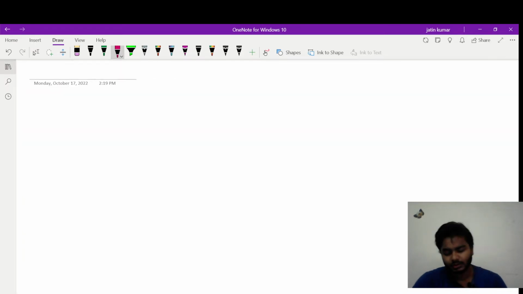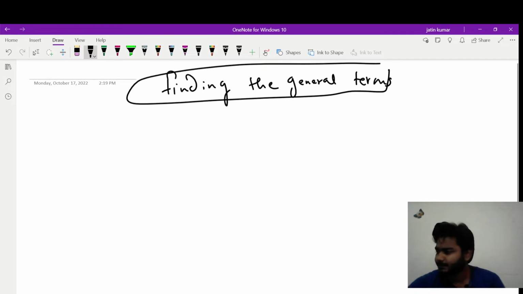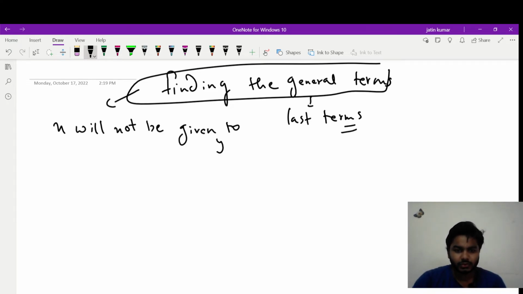Okay, now next type of questions will be of finding the general term. I have already told you that it is the last term, general term. Finding the general term means last term. Now how will you find it? In this type of question, n will not be given to you. That is, how many terms are there in this AP will not be given to you. And how will you find it?